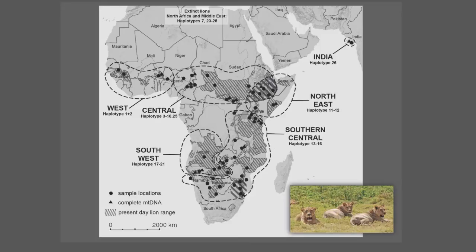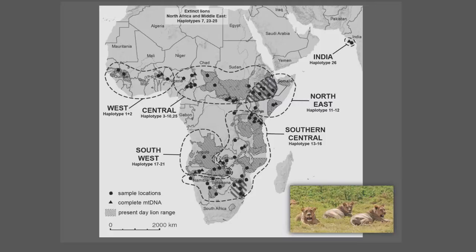We find different haplotypes. And interestingly, these are haplotypes that are not closely related to each other genetically, which means that these individuals probably separated a long time ago, or these populations separated a long time ago. And now we see that there is admixture again. So in that region, we see different haplotypes from very different groups, but they're in the same location.